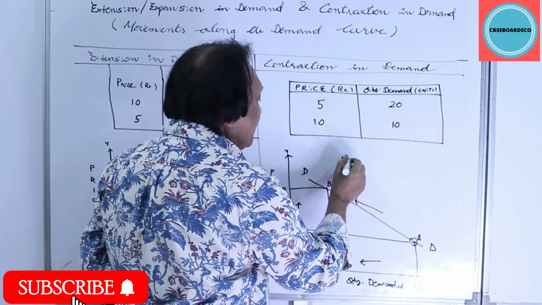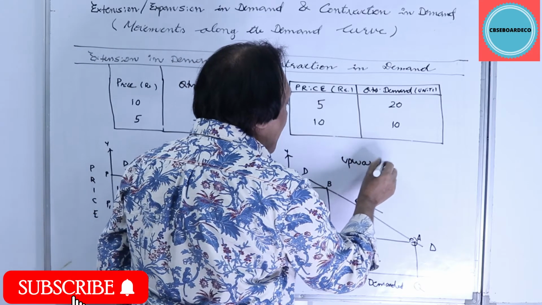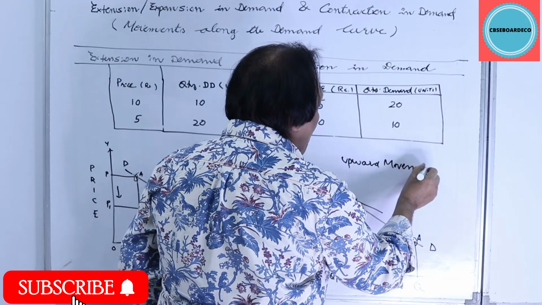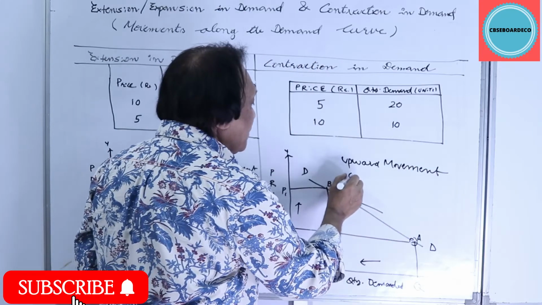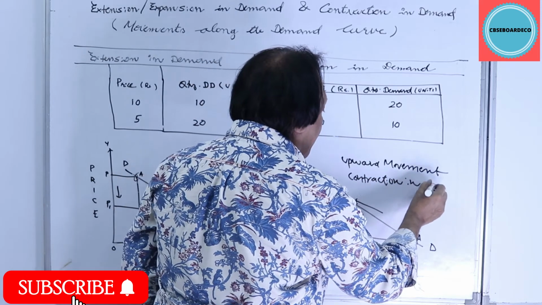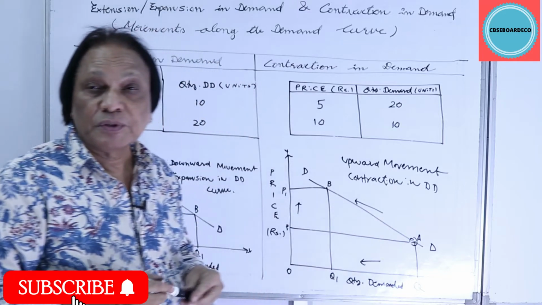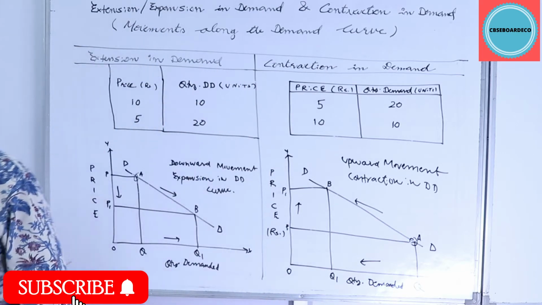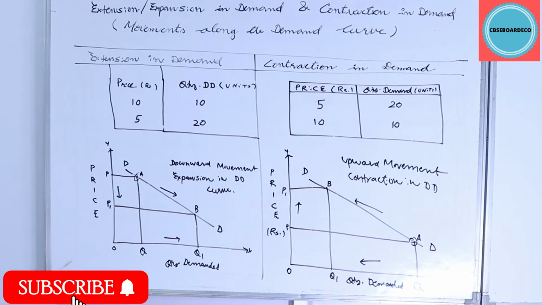What movement do you have? Here we write it as there is upward movement along the demand curve. That means there is contraction in demand. Here the demand curve has contracted. So if you make the comparative study of expansion and contraction in demand, extension or expansion in demand takes place because of a fall in price. Look at the other side. Contraction in demand takes place because of a rise in price.